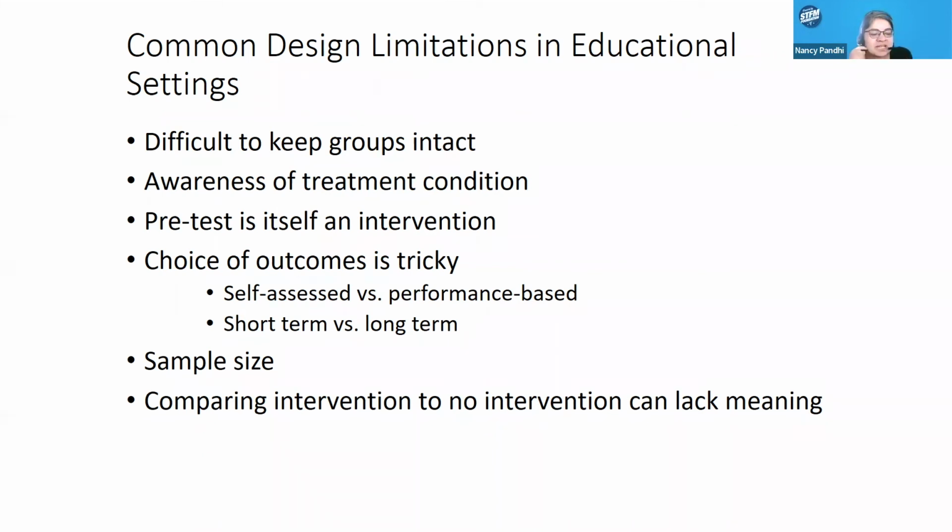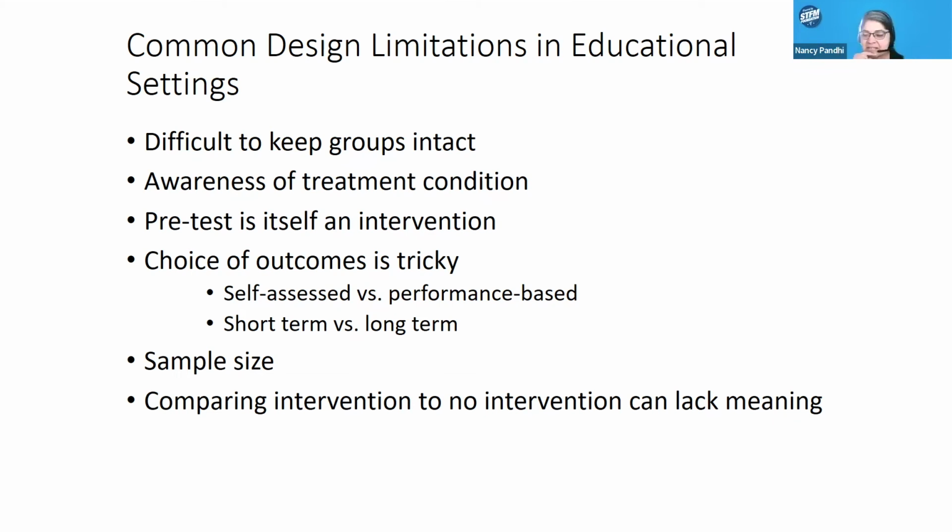I mentioned the pretest itself can be an intervention. And thinking about your outcomes is kind of tricky, right? When are you going to let people assess themselves and you think that's accurate? When do you actually want to base it on an actual performance measure? Those are some of the considerations in your design. When do you think the effect will be short-term? When are you interested in it being sustained? So maybe you measure at a couple of different points.